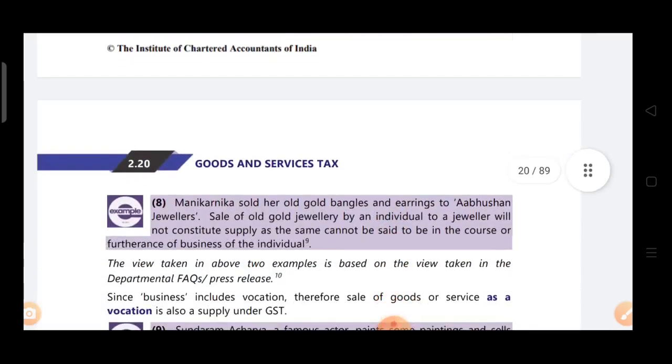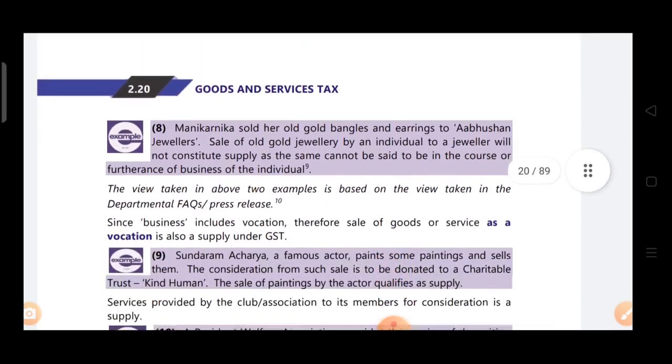Next one, Manikarnika sold her old gold bangles and earrings to Abhushan jewelers. Sale of old gold jewelry by an individual to a jeweler will not constitute supply, as the same cannot be said to be in the course of furtherance of business of the individual. This is not in the course of business, so no, it will not be considered as supply.